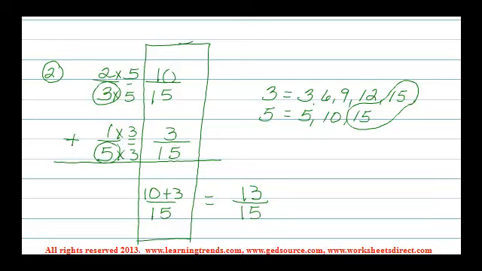And we want to just check to see whether or not it can be reduced, or whether we should rename it to a mixed number. And in this particular example, we do not have to, because 13/15 is reduced as far as it can go.